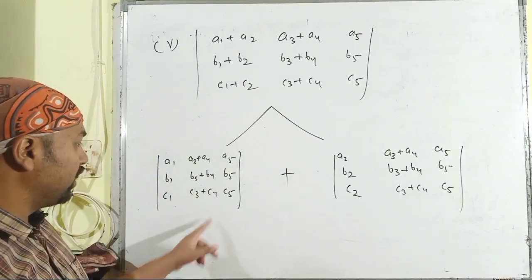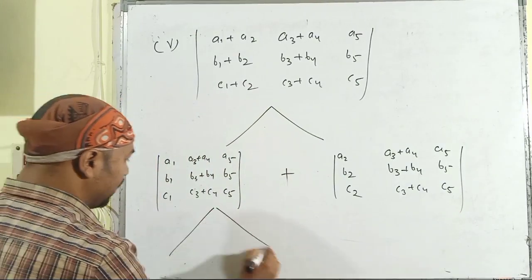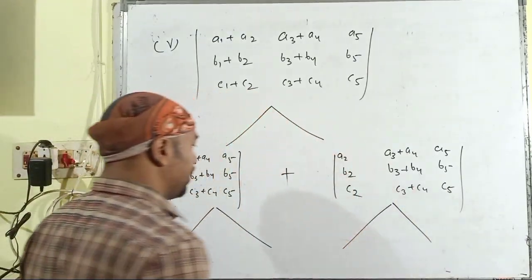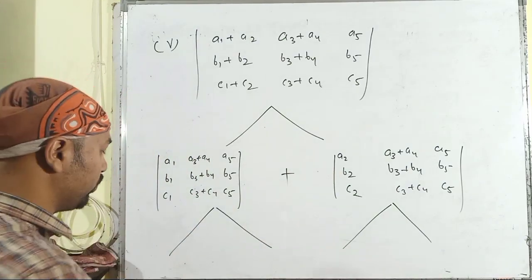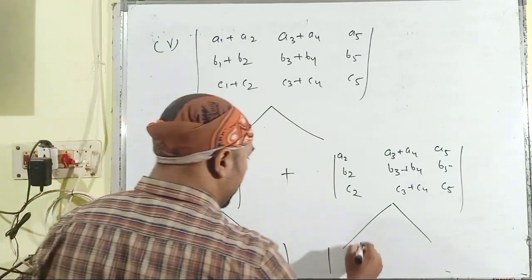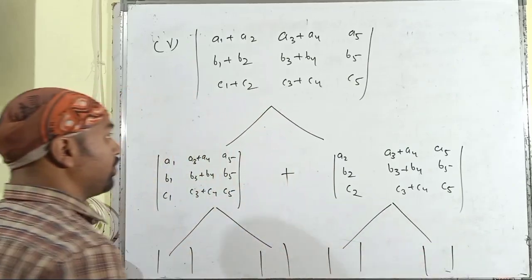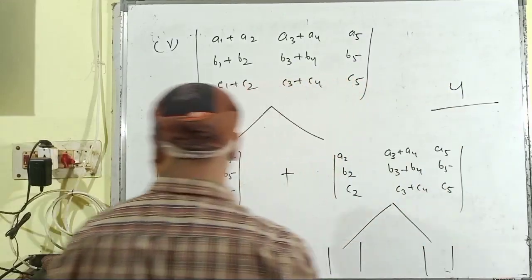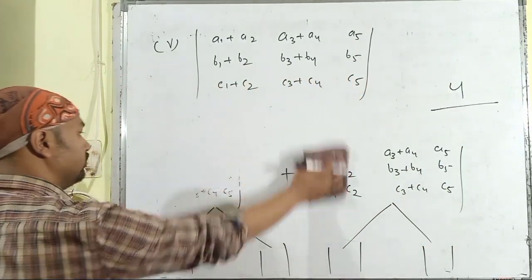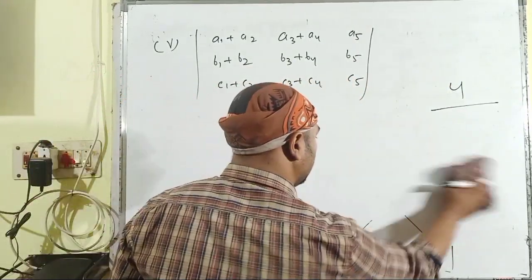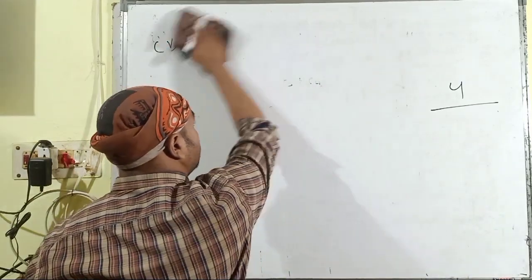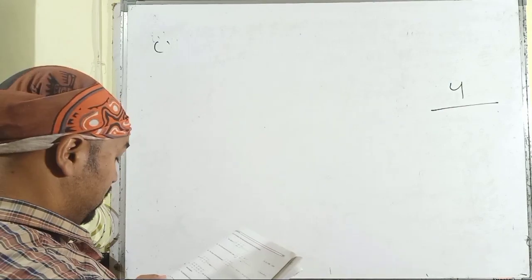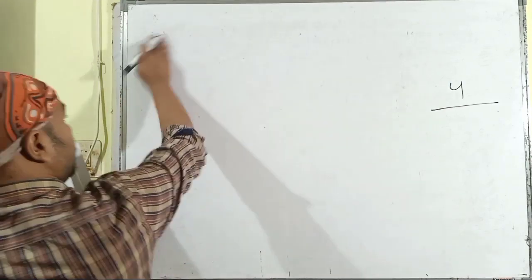Again separating each determinant into the sum of another two determinants, we can have a total of at most 4 determinants from the given determinant. So the answer is equal to 4. Then moving towards the sixth bit.